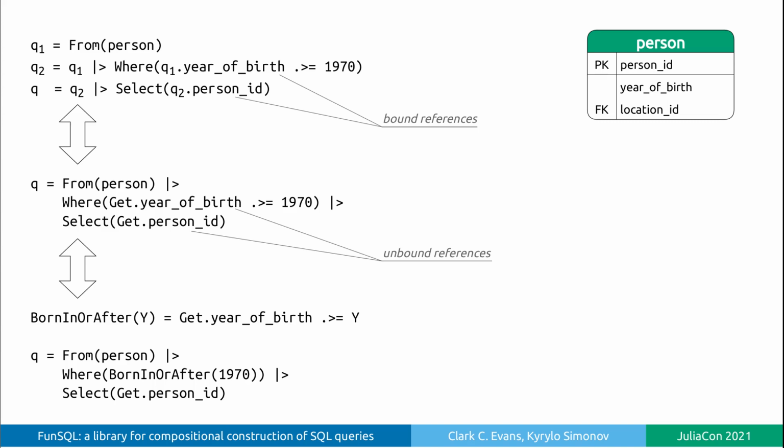Which one do you want to use? This really depends on your circumstances. Bound references make it easy to disambiguate columns of different tables. On the other hand, unbound references help to make query composition more modular by letting you build expressions independently from the base query.